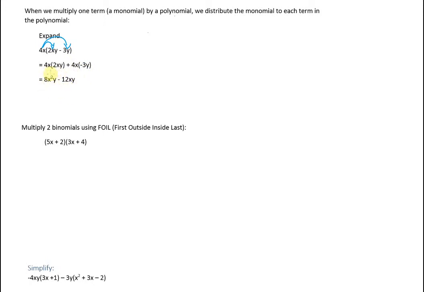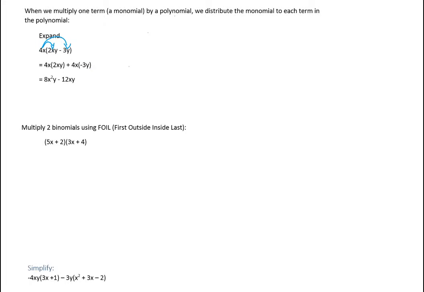And then simplify. 4 times 2 is 8, x times x is x squared, and there's no more y's. 4x times negative 3y, 4 times negative 3 is negative 12, x times y is xy.